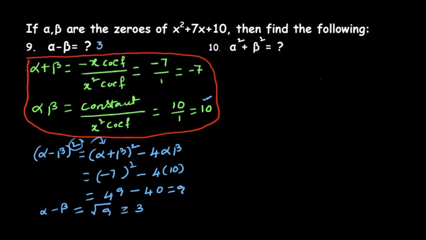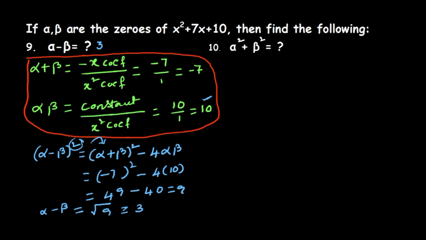For example, you have x square minus 4x plus 5. Can you divide that into factors? It is some problem to find its zeros. So in such cases this model will help you. My best choice is taking this model rather than splitting into factors. Okay, now alpha square plus beta square.